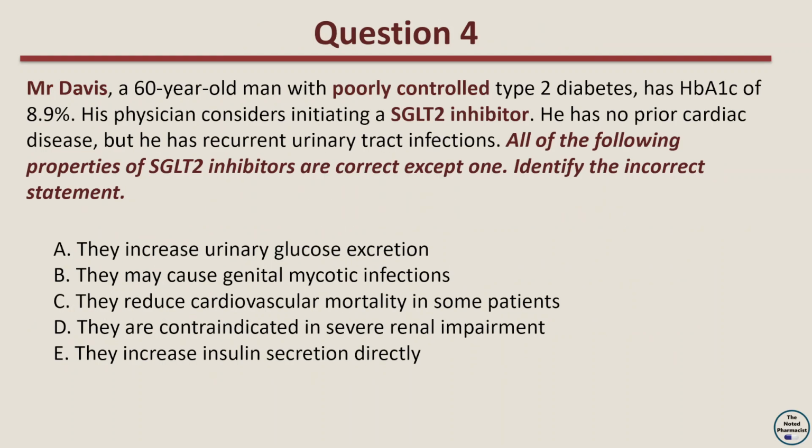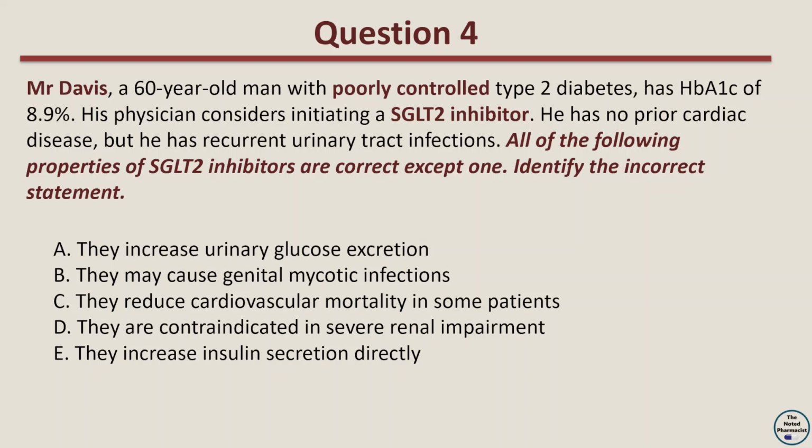Question 4. Mr. Davis, a 60-year-old man with poorly controlled type 2 diabetes, has an HbA1c of 8.9%. His physician considers initiating a sodium glucose cotransporter 2 inhibitor. He has no prior cardiac disease but has recurrent urinary tract infections. All of the following properties of SGLT2 inhibitors are correct except one.